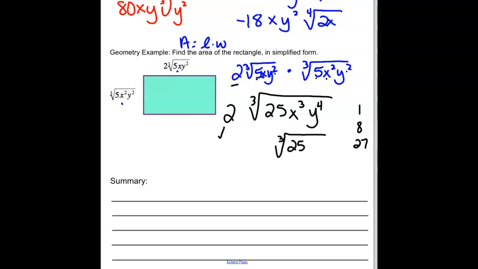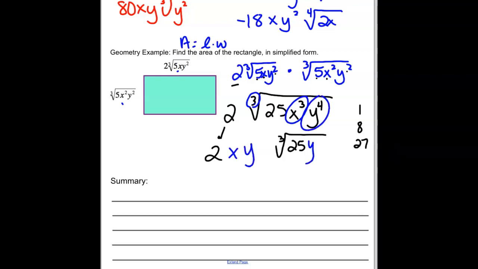We still have that 2 out front. For the variable parts, we have 3 x's, and we're trying to make a group of 3, so we can make 1 group. We have 4 y's. We're trying to make a group of 3. We can make 1 group with 1 left over. So our final answer, 2xy times the cube root of 25y.